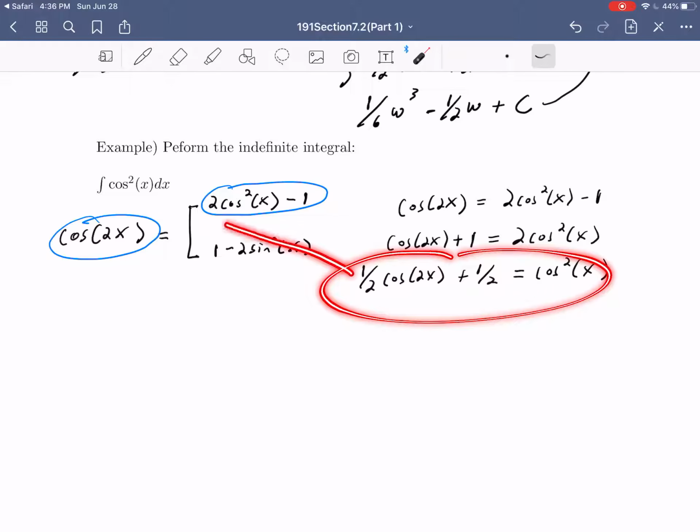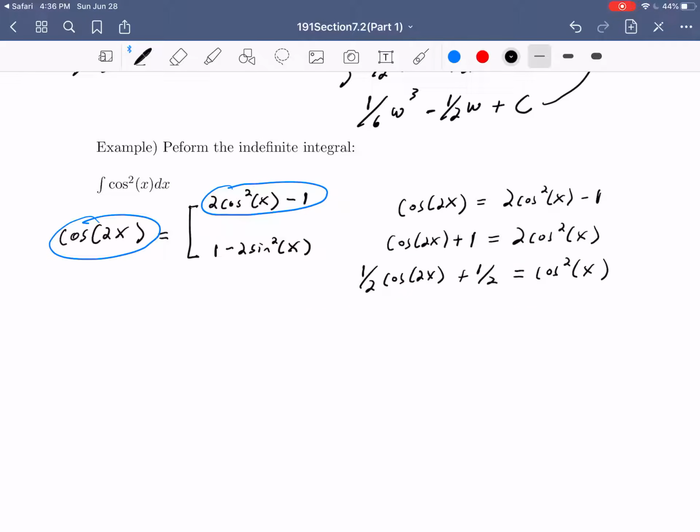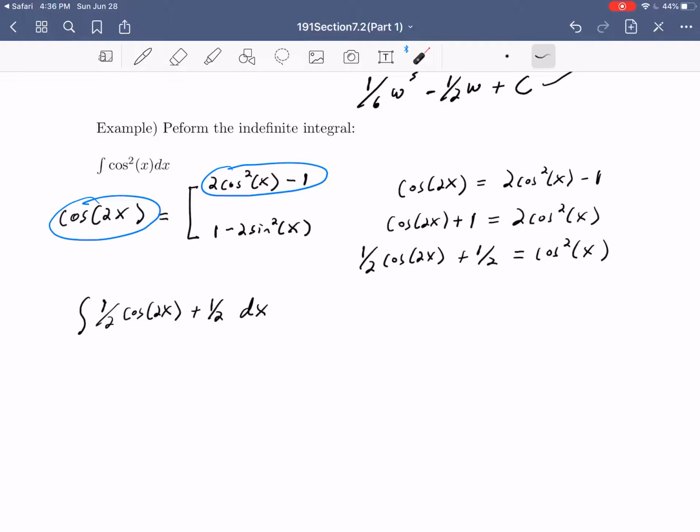So let's plug this into here and see what we can do with that. If we do that, we now have the integral of 1/2 cosine 2x plus 1/2 dx. So that's replacing this using the double angle identity. Now, this is a little bit better because there are 2 terms here, and we can integrate each of these separately. We'll have to be a little bit careful with the first piece. The reason is there's a 2x in there, so we're going to have to make sure that we use our u-substitution.